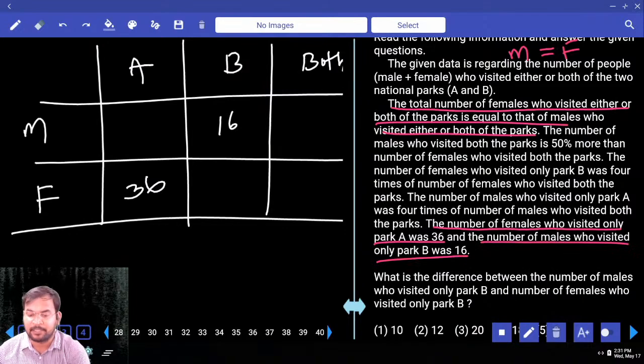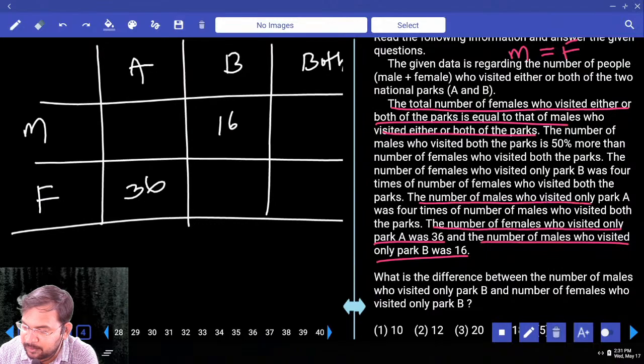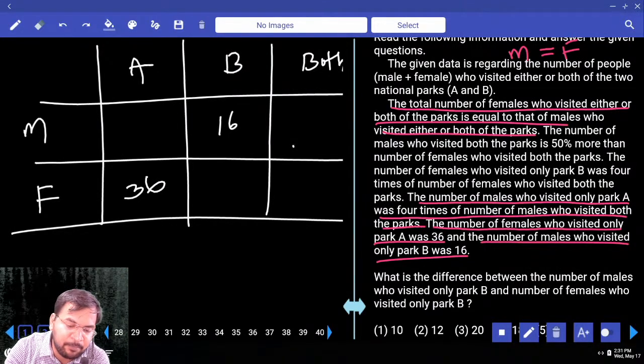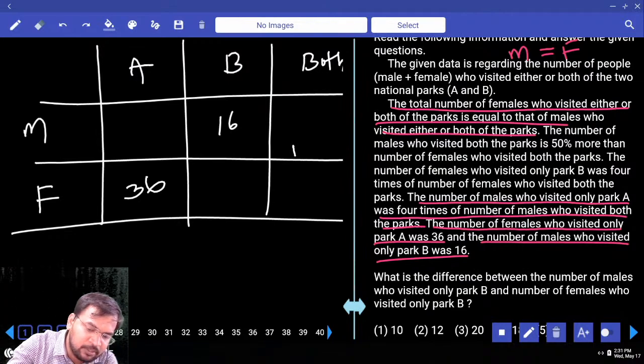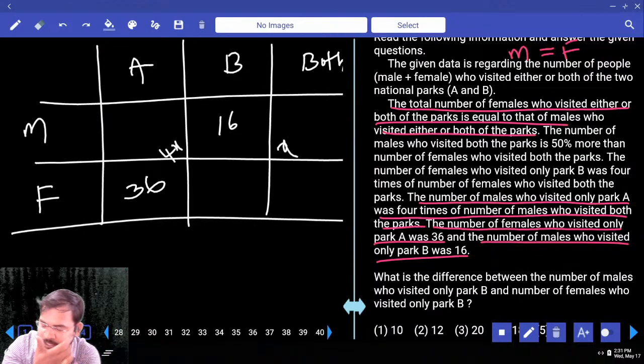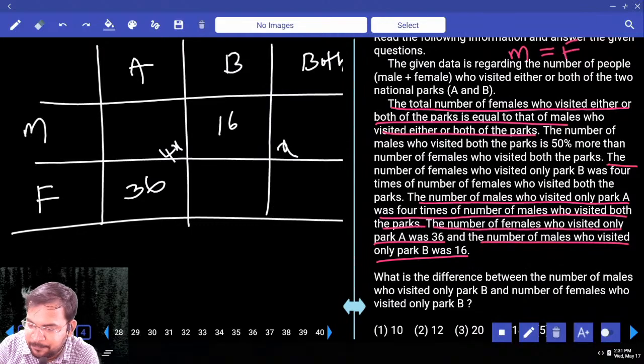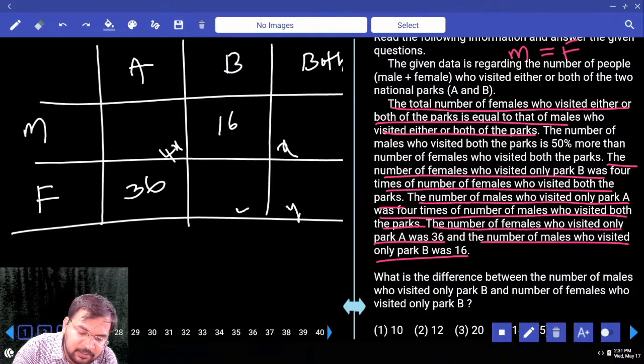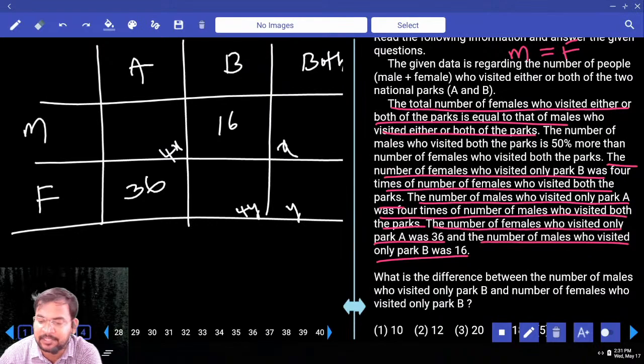Clear, Nana? Next statement. The number of males who visited only Park A was 4 times the number of males who visited both. Males, na? Both is one part. Say for example, 1x, x. This is x, this is 4x. Next one. The number of females who visited only Park B was 4 times the number of females who visited both. Say for example, this is y, this is 4y. Are you clear, Nana?